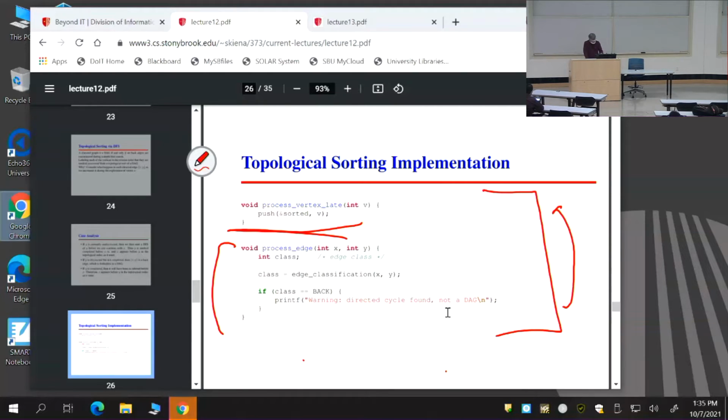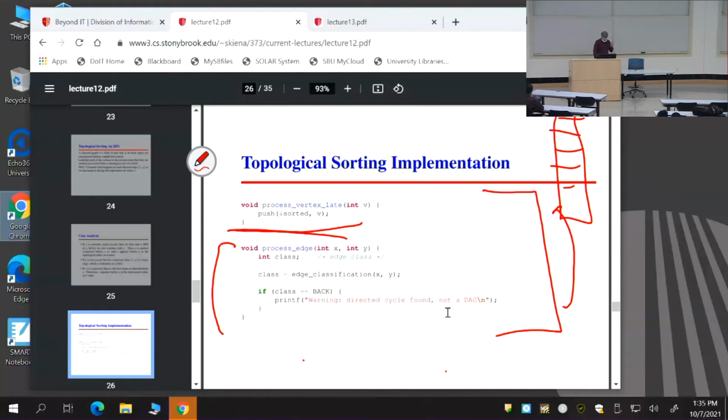And now the order of the vertices on the stack is going to be the vertices in the order of when they got completed. Okay? And from that we can read off a topological sort. Any questions about that?